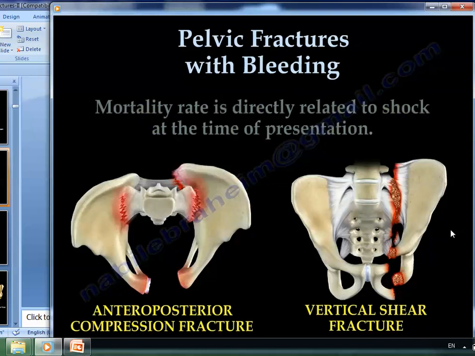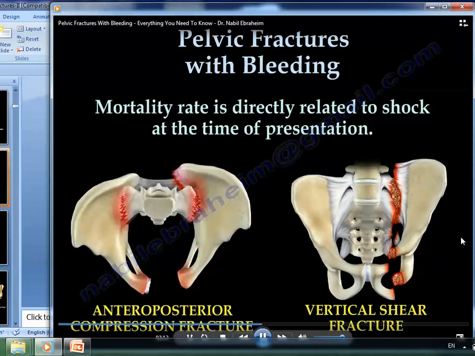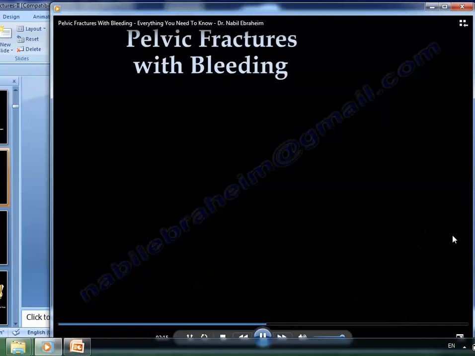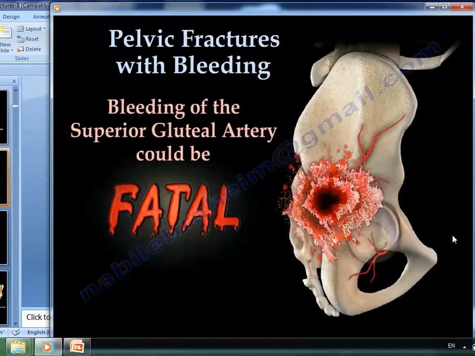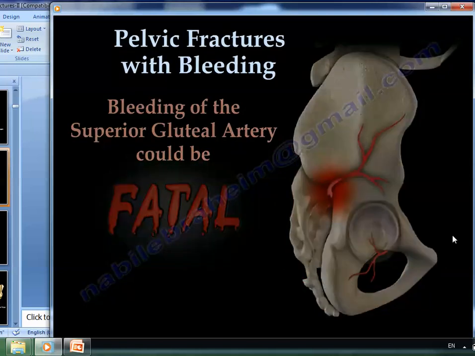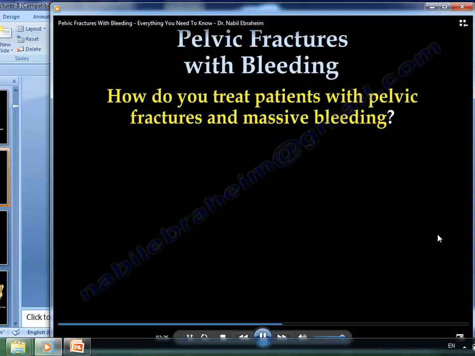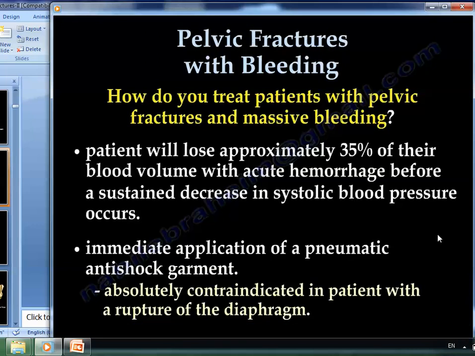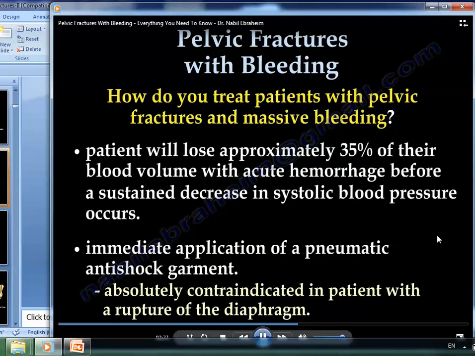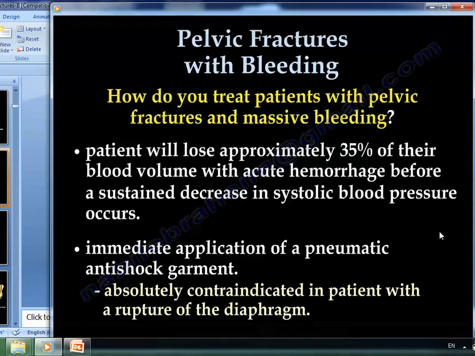The mortality rate is directly related to shock at the time of presentation. Bleeding from the superior gluteal artery may be fatal. How do you treat patients with pelvic fracture and major bleeding? A decrease in the blood pressure of the patient indicates that the patient lost approximately 35% of their blood volume. Some of the treatment options available for us is immediate application of the anti-shock garment. It's absolutely contraindicated in patients with a rupture of the diaphragm.